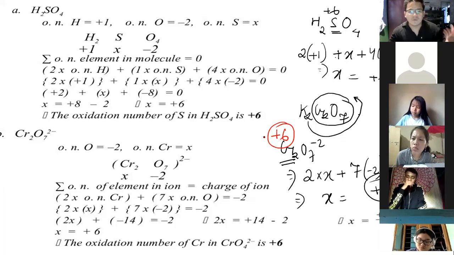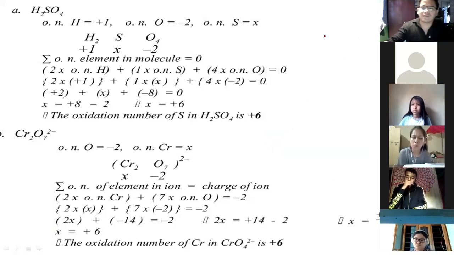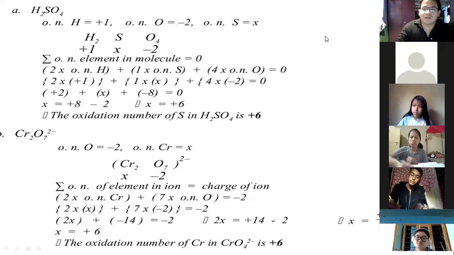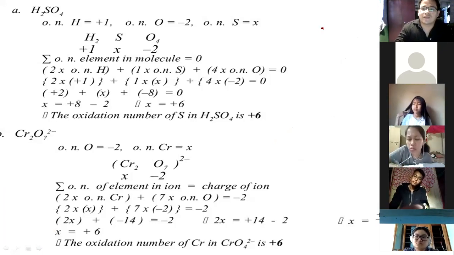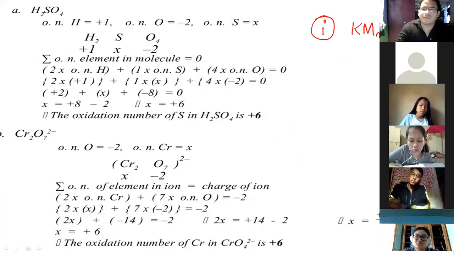So this is the way to find out the oxidation state. Now all of you try to work out a problem. Find the oxidation state. This is a class test, just like classwork. Find the oxidation state of the underlying species manganese in potassium permanganate.